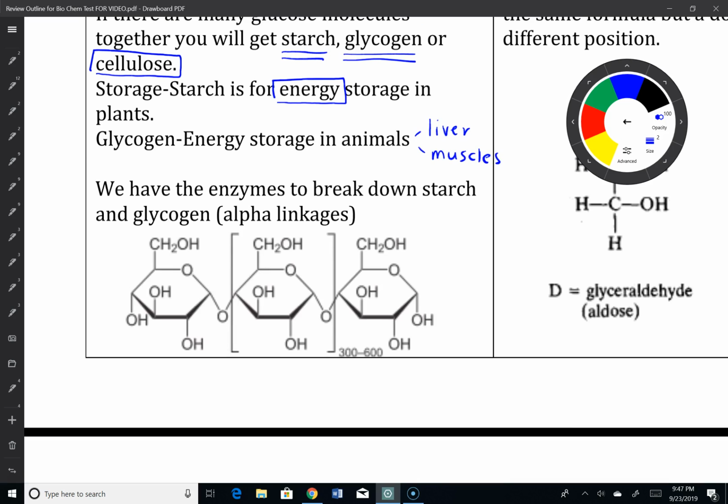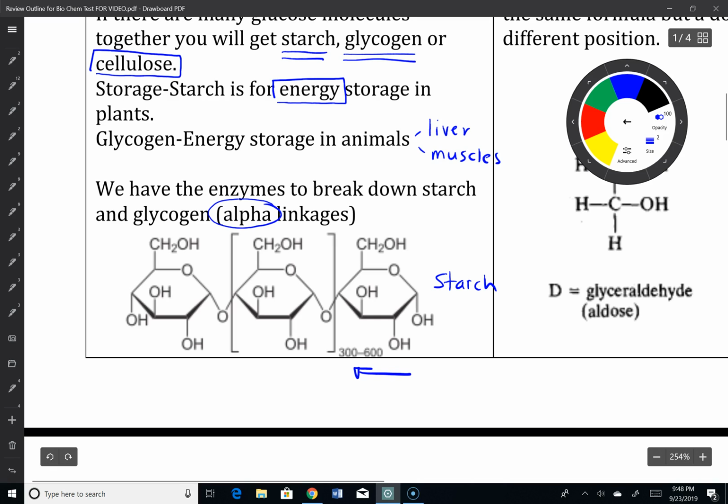We have enzymes to break down things like starch and glycogen. And we have the enzyme for these things called alpha linkages. In an alpha linkage, let's say that this is starch. And we really don't know how many monomers there are. It says here there's 300 to 600. So this is a large molecule. And in order to break it, we do have the enzyme. That enzyme will act right here with water, because it's going to be hydrolysis to break up this bond. And that's how we can free up the monomers in a polymer of starch.